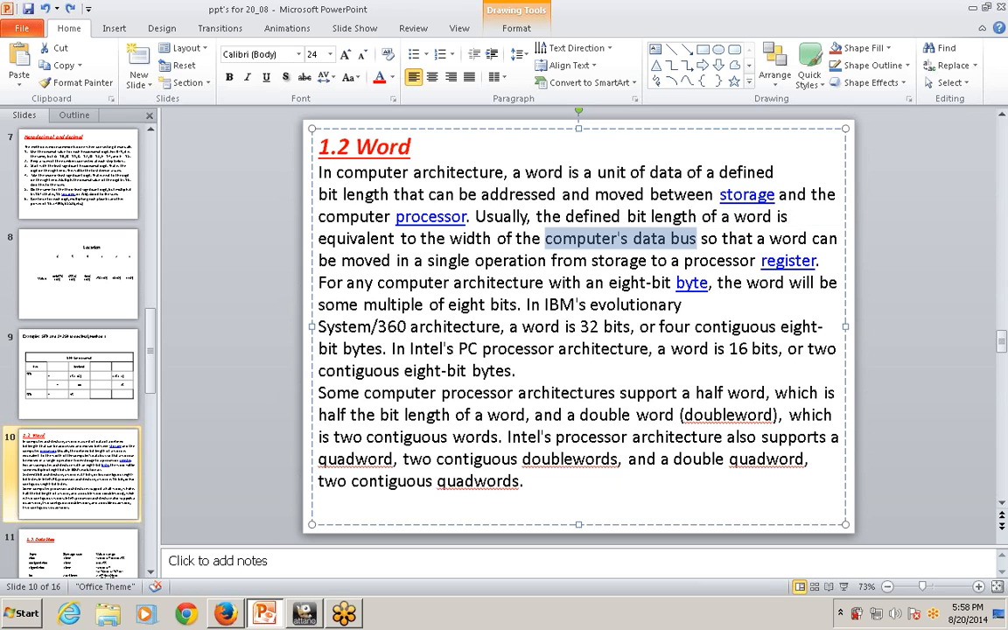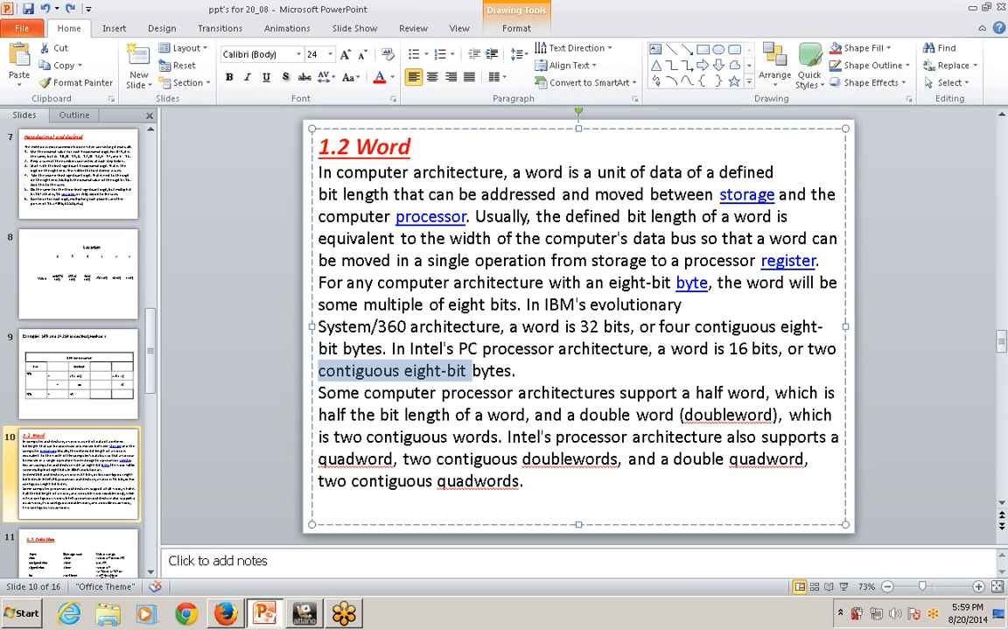For any computer architecture with the 8-bit byte, the word will be some multiple of 8 bits. That is, a word is of 32 bits or 4 contiguous 8-bit bytes. In Intel PC processor architecture, a word is of 16 bits or 2 contiguous 8-bit bytes. Means if I combine 2 bytes, that is 8 bits each, that forms 16 bits.